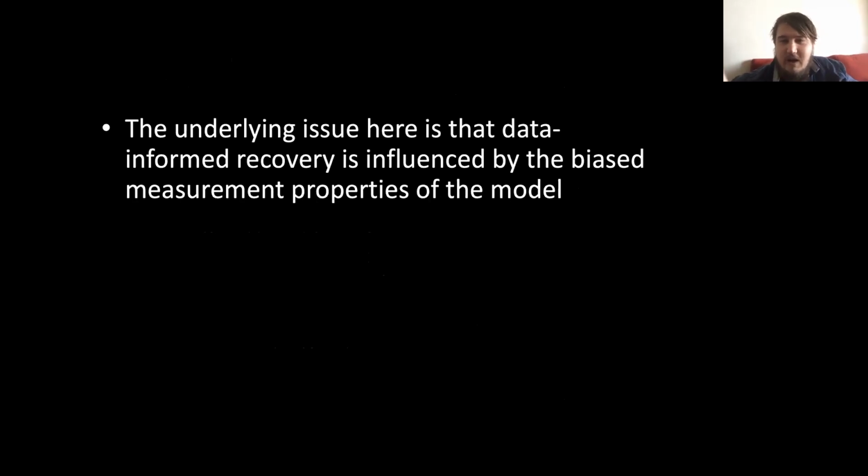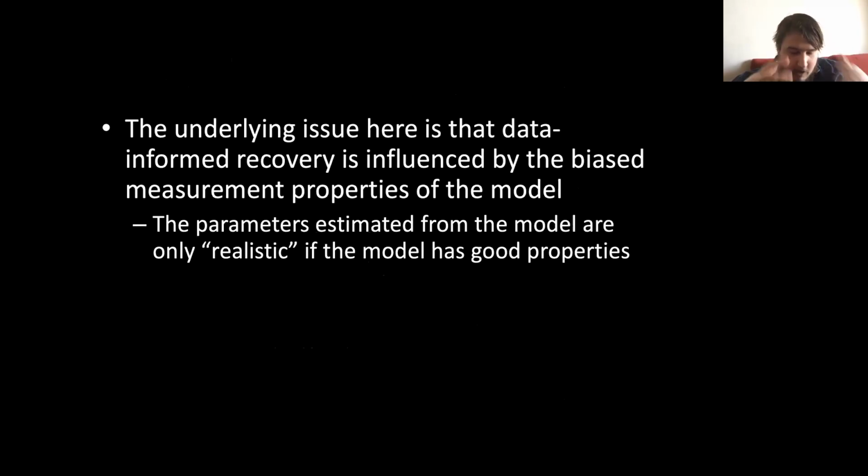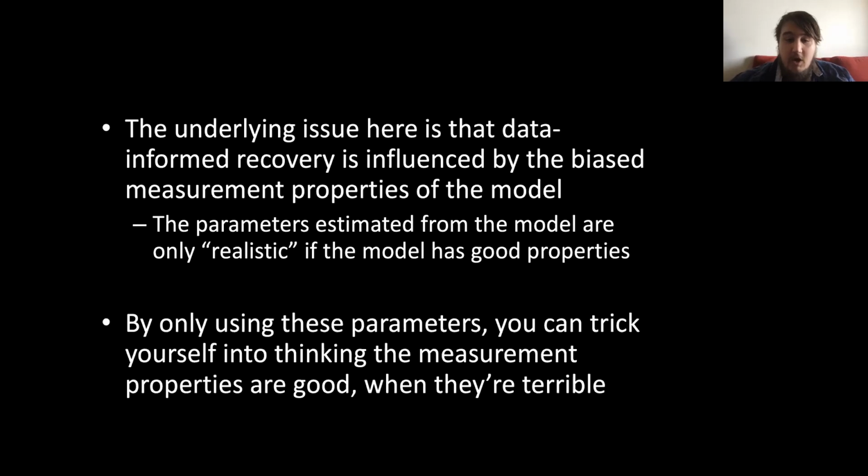But this is clearly not the case, right? The model had terrible measurement properties. It always estimated A equals 1. The issue is that if you perform data-informed recovery, your recovery is influenced by the biases in the measurement properties of the model. The parameters you're estimating are only realistic if the measurement properties of the model are good. The parameters that you estimate are only as realistic as the model is good. If the model is bad, then your parameter estimates won't be realistic. They'll be biased based on the poor measurement properties of the model. So by only using data-informed recovery, you can trick yourself into thinking the measurement properties are good when they're actually very bad, when they're terrible, right?